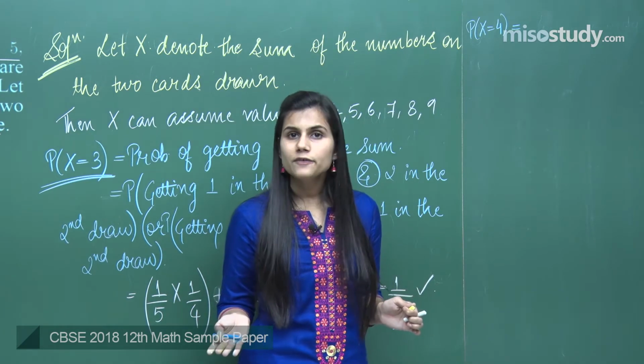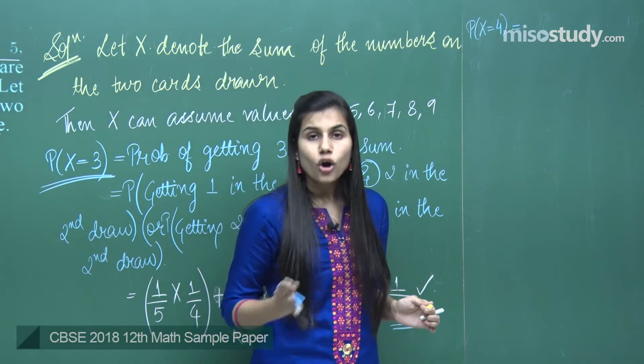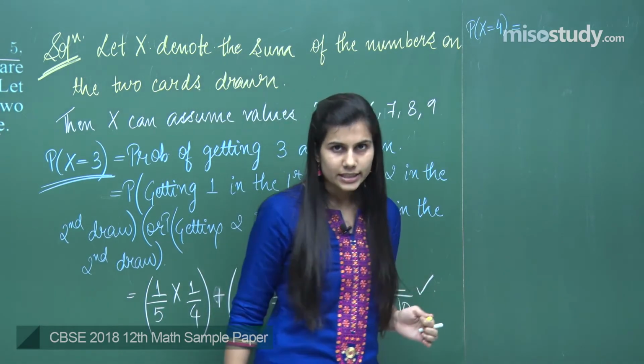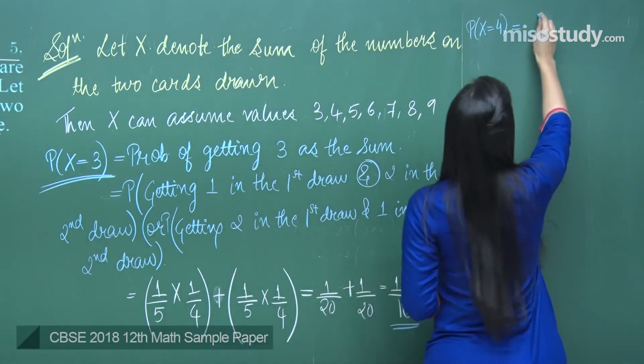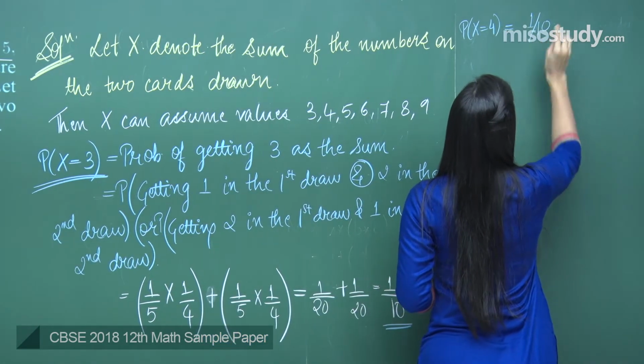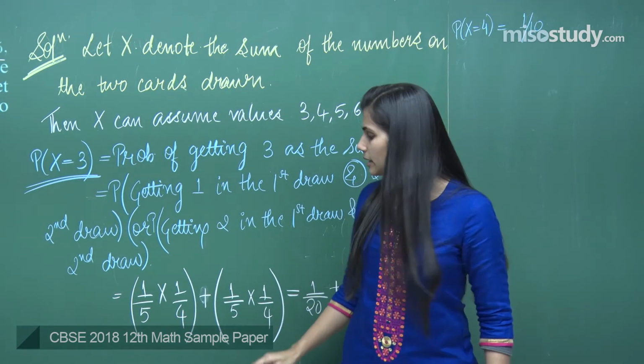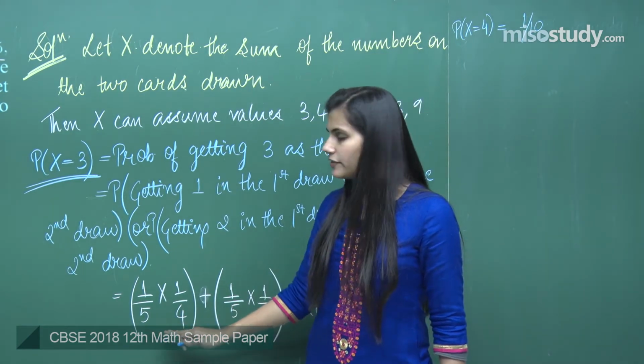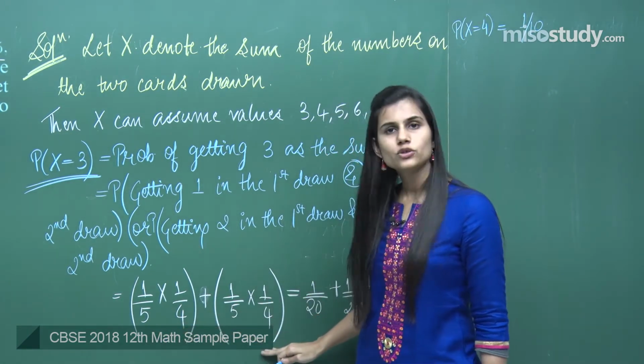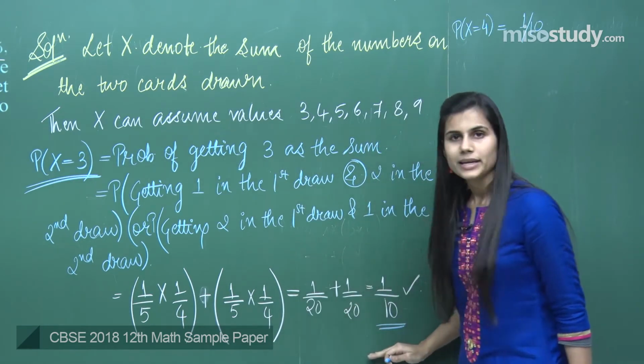Either you can get 1 in the first draw and 3 in the second draw, or you can get 3 in the first draw and 1 in the second draw, which again makes my probability 1 by 10. Because again it will be exactly the same, 1 by 5 into 1 by 4 plus 1 by 5 into 1 by 4, which makes it a 1 by 10.